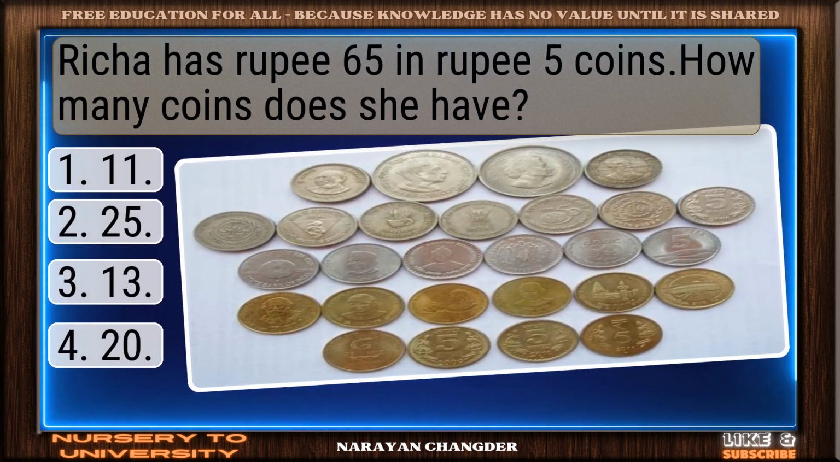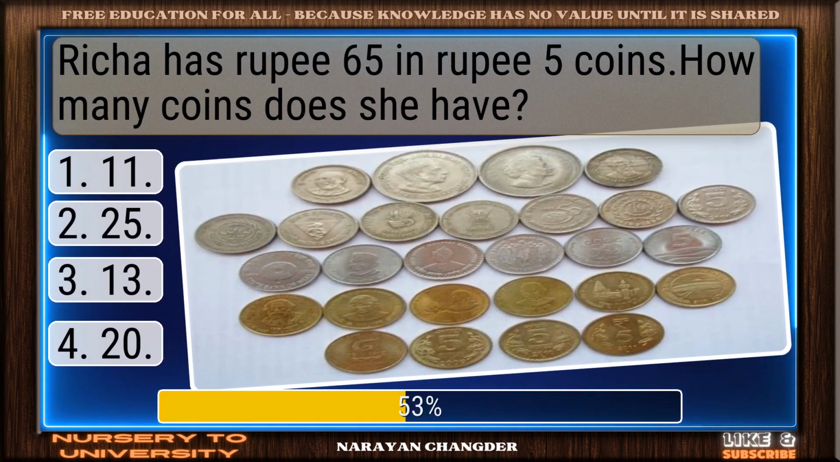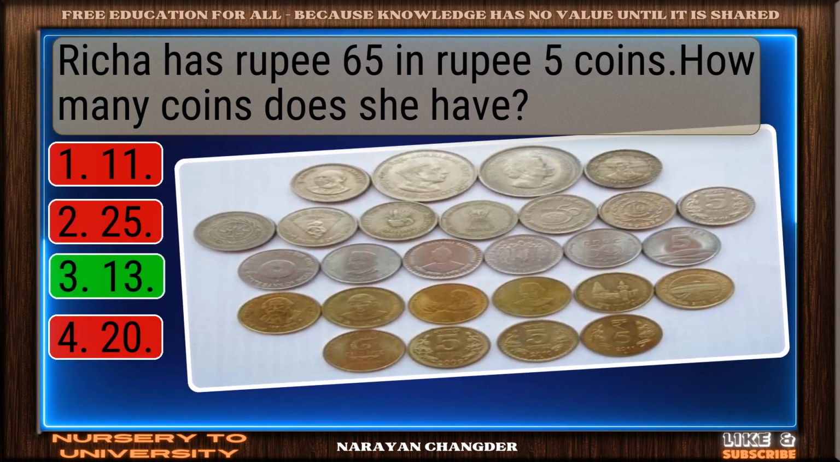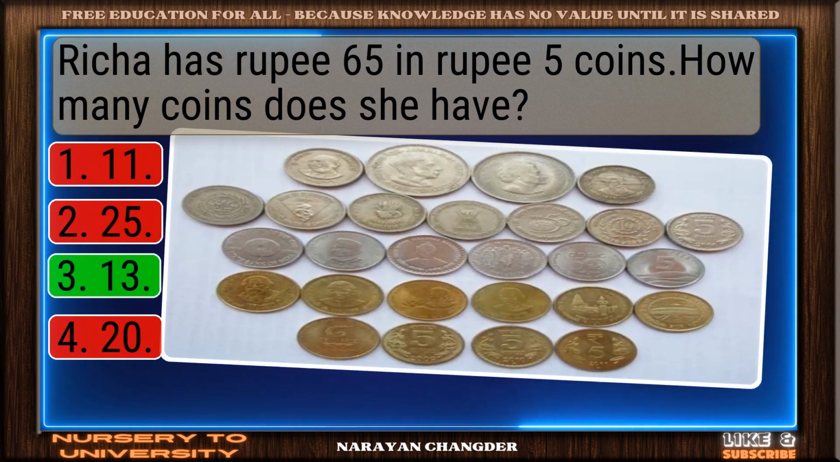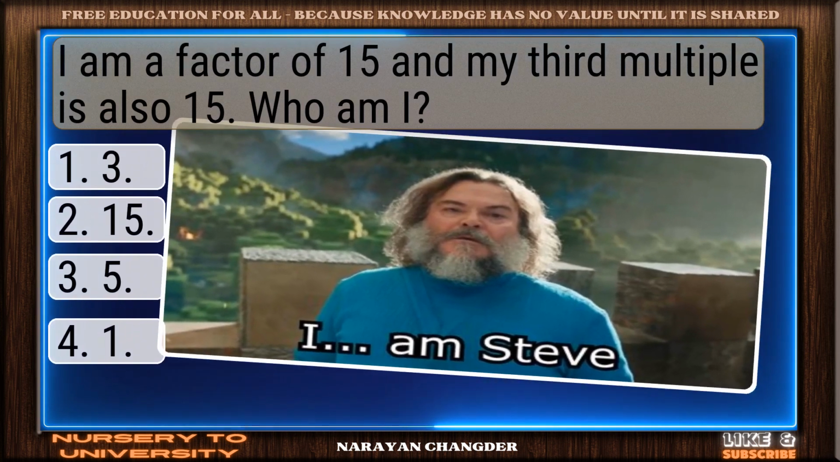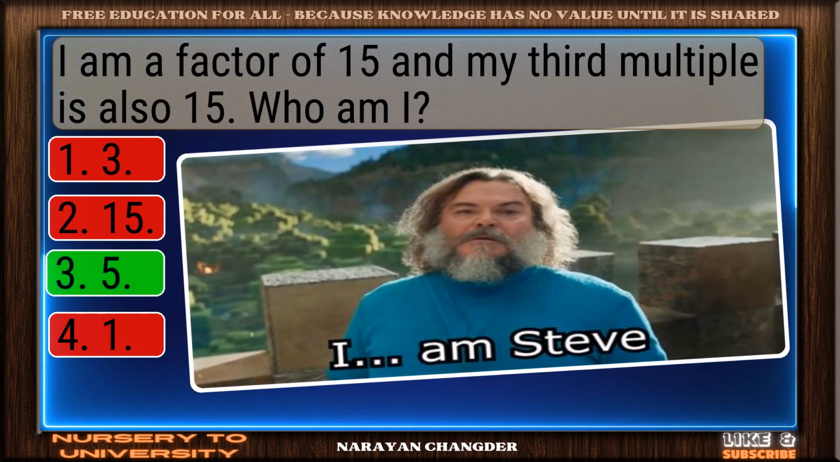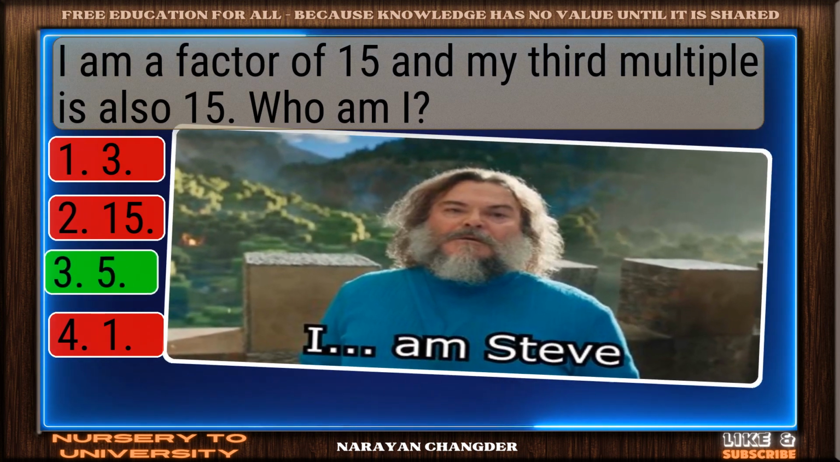Richa has rupees 65 in rupee 5 coins. How many coins does she have? You're right. 13 is the correct answer. I am a factor of 15, and my third multiple is also 15. Who am I? Right again. 5 is a valid answer.